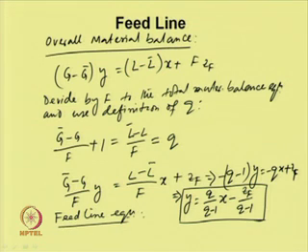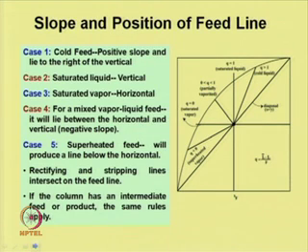So, this can be plotted. We will see how to plot the feed line, and we will see the positions for different cases. One case is cold feed. If it is cold feed, then the slope is positive and it lies to the right of the vertical line. If it is cold feed, q is greater than 1. So, it will lie with a positive slope right of the vertical line.